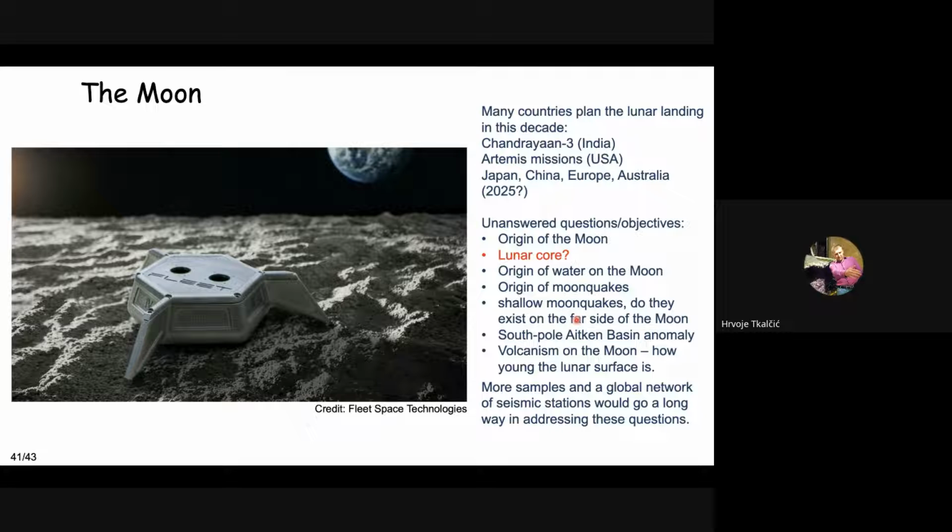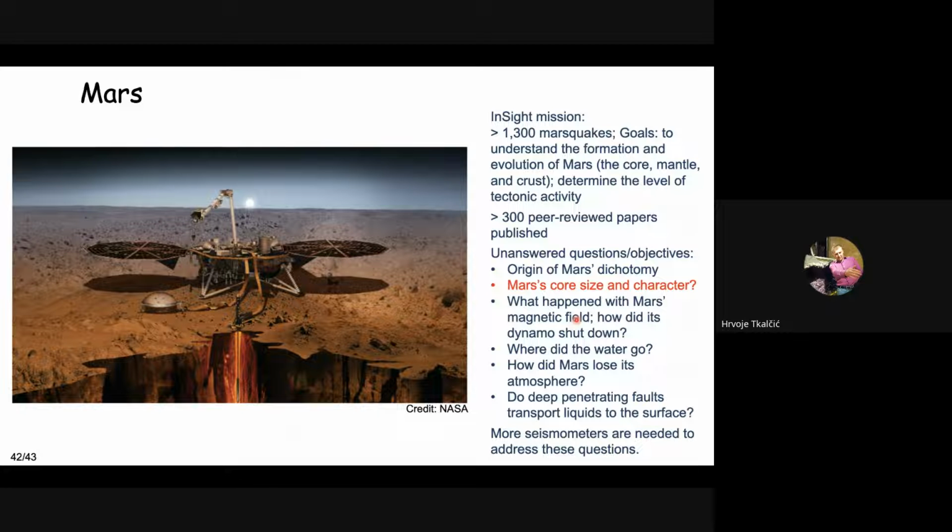With other countries, we hope to get some good broadband waveforms where we can apply the same method, the coda-correlation method that I introduced here, to study the lunar core, for example. The same for Mars. Even though there were 300-plus peer-reviewed papers published, there are still many, many unanswered questions, including first-order questions, for example, the origin of the Mars dichotomy, why the magnetic field ceased on Mars, and the core structure itself.